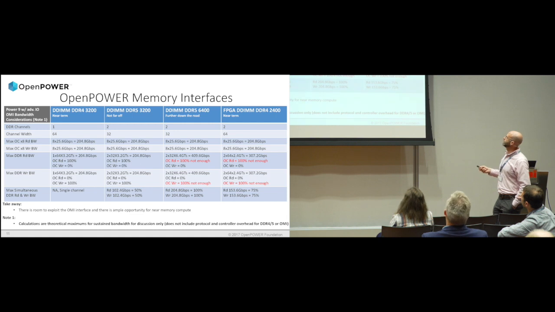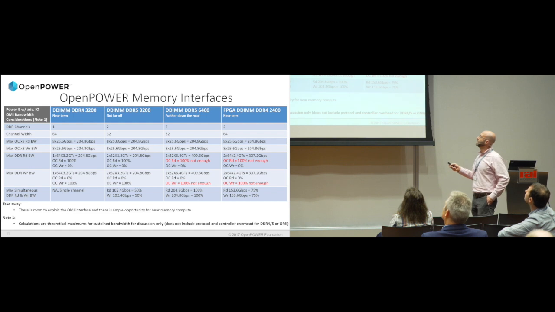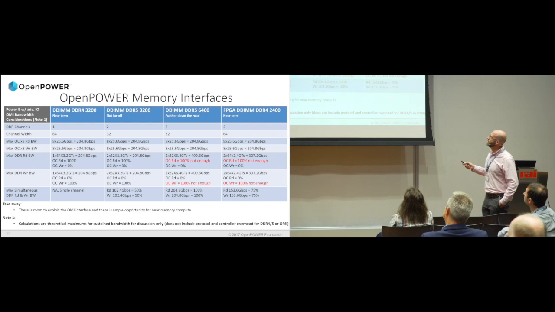So here's just a quick chart we've talked about in the work group a bit. This gives you kind of a picture of your bandwidth, right? So across some different comparisons. This is just theoretical maximums for sustained bandwidth, just for discussion purposes. So if you think of a DDR4 3200 DIMM, this is your near term, right? So that's kind of industry standard now. One channel, 64 bits per channel. Compare that to your OpenCAPI x8. You get the x8 read, the x8 write. So you're at 204 bandwidth for read, 204 for write.